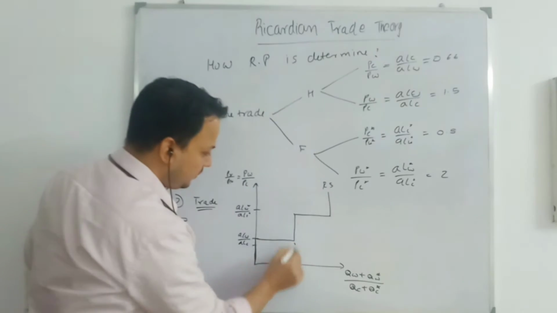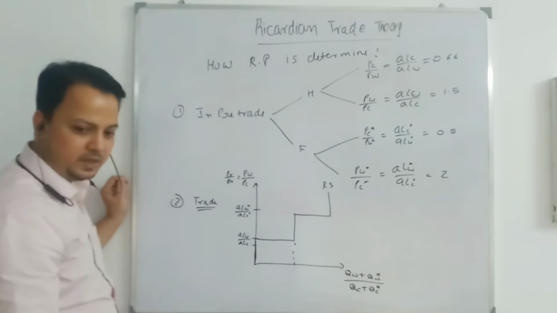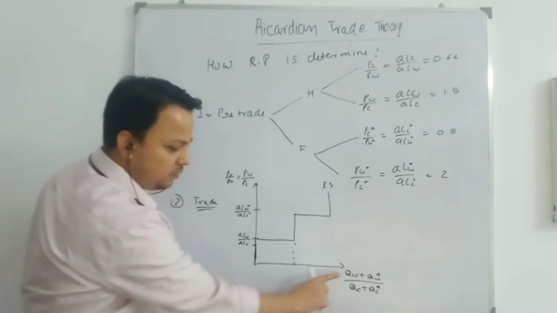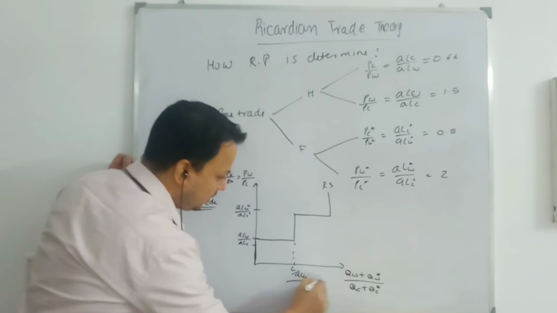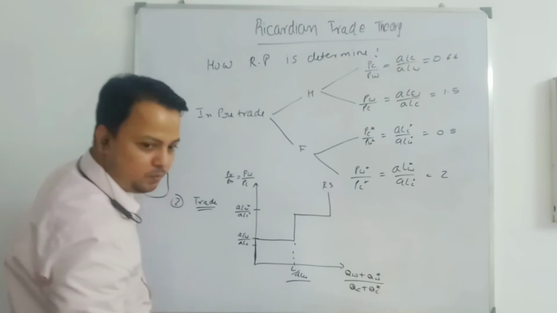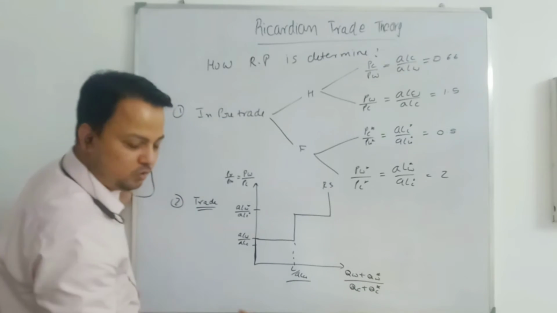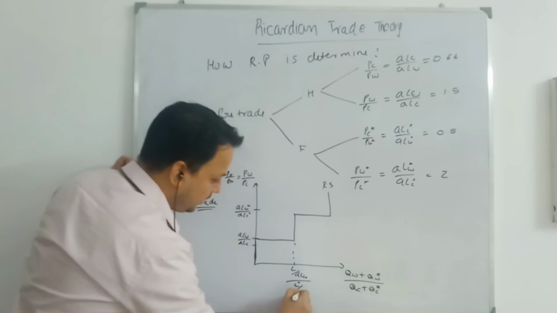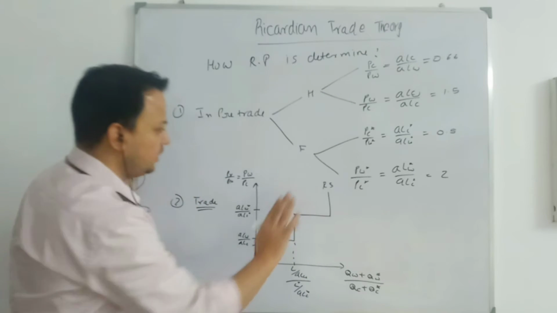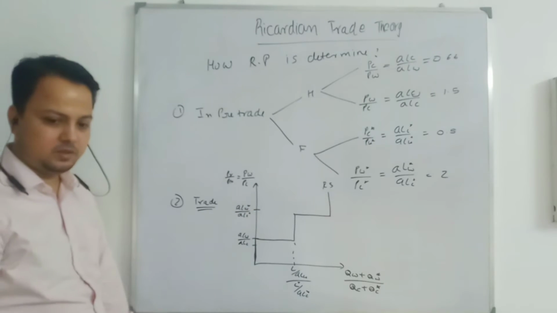And here, in this stage, the home country will specialize only in producing wine, so we will be getting N over AW. The foreign country will specialize in the production of cheese, the home will produce 0 units of cheese, so total cheese production will be N star over ANC star. So this is the derivation that we have done. Today I have done it in short.